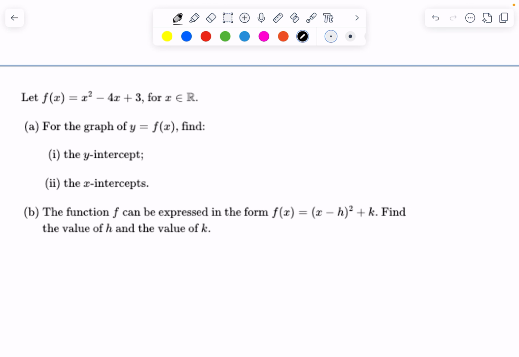It says, let f of x be x squared minus 4x plus 3 for every x belonging to the real set. A, for the graph of y equals f of x, find the y-intercept and the x-intercepts. And then on B, it says a function f can also be expressed in the vertex form. Find the value of h and find the value of k. Okay, so we're going to go step by step.